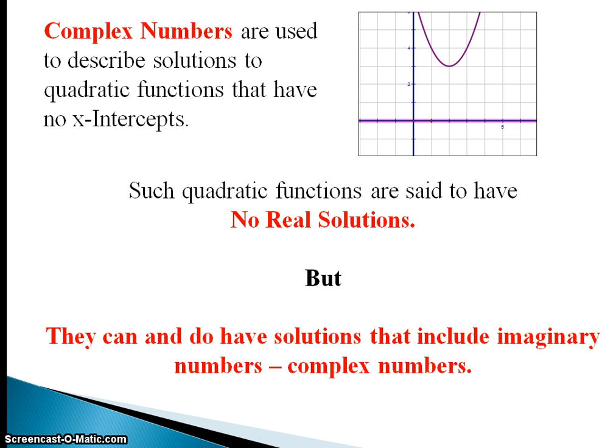Now let's talk about complex numbers, which include imaginary numbers. Now, what are complex numbers? They are used to describe solutions to quadratic functions that have no x-intercepts. You see this graph here that I included, it has no x-intercepts. So how do we solve something like that? Well, we would say that it has no real number solutions, meaning no solutions that are contained in the real number system, but they can and they do have solutions that include imaginary numbers or complex numbers. Pause now and write down the definition you see on the slide and sketch this graph.